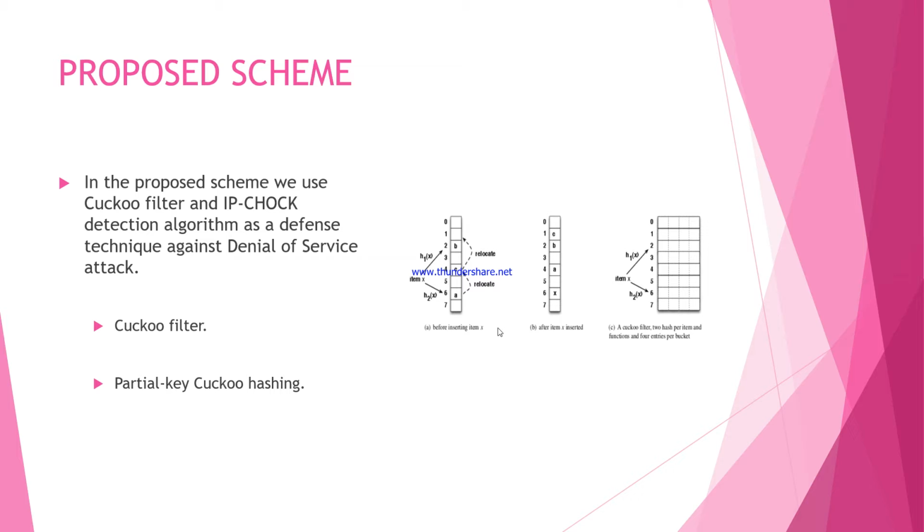Cuckoo filter. Cuckoo filter is one of the most efficient probabilistic data structures that are used in processing huge amounts of data sets. The cuckoo filter consists of a cuckoo hash table which is used to store the items in the form of fingerprints. The cuckoo filter uses partial key cuckoo hashing to prevent collision among the items that are present in the cuckoo hash table.